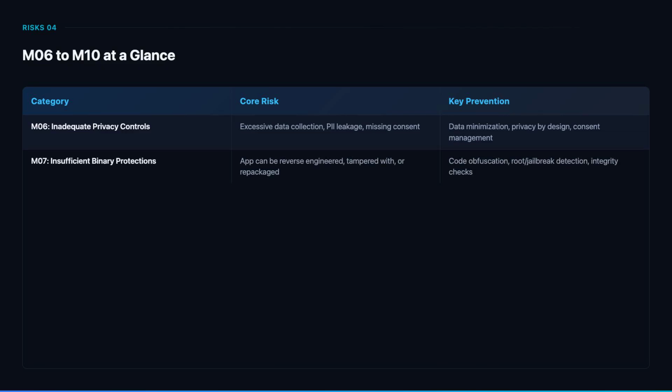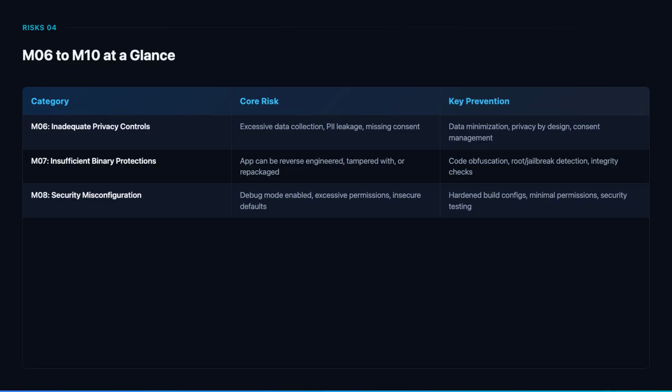M07 Insufficient binary protections means the app lacks defenses against reverse engineering and tampering. Attackers can decompile the app, modify its behavior, remove security checks, and redistribute modified versions. Prevention includes code obfuscation, root and jailbreak detection, runtime integrity verification, and anti-debugging techniques.